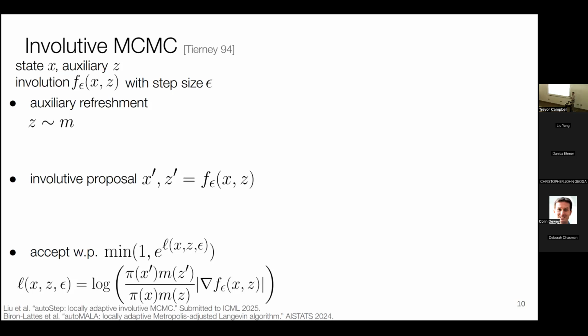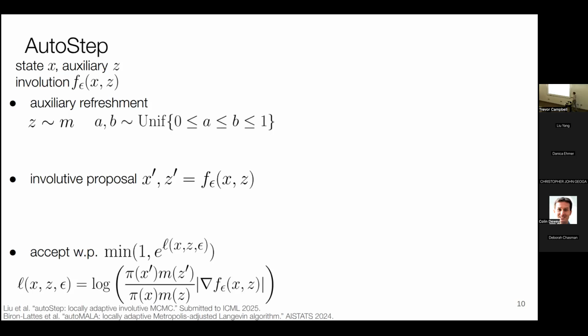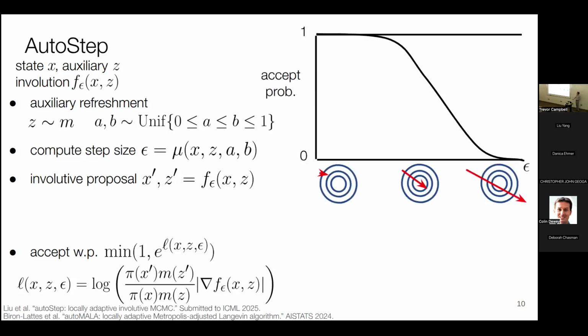How do we turn this into an adaptive step size MCMC? The way we do this in the autostep framework is we start by sampling two probability thresholds, A and B. These are uniform between 0 and 1, and A is constrained to be less than B. And then given the current state, x, z, a, b, we choose a step size epsilon. How do we do that? Well, the intuition is that if I have an acceptance probability of a move, I don't want to be on the left side of this plot here because that's too small. My acceptance probability is 1. I don't want to be on the right side where my acceptance probability is 0. It's too large of a step. I want to be somewhere in the middle here.